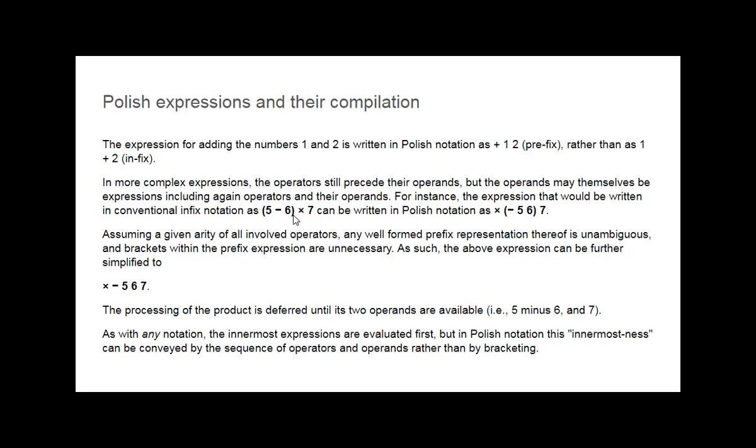Why? Because this 5 minus 6 is given in the bracket. First, the bracket is to be solved, and then the multiplication, that is the outside operation, will be performed. If more than one bracket is there, we are going to solve the inner bracket first. This is about the Polish notation.